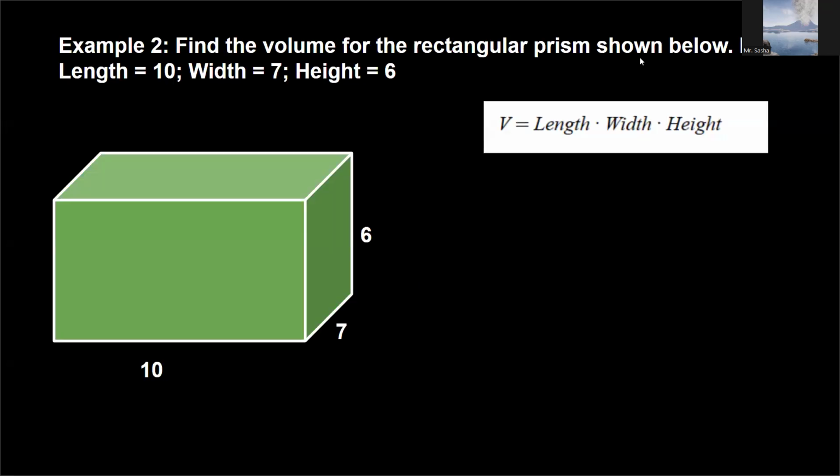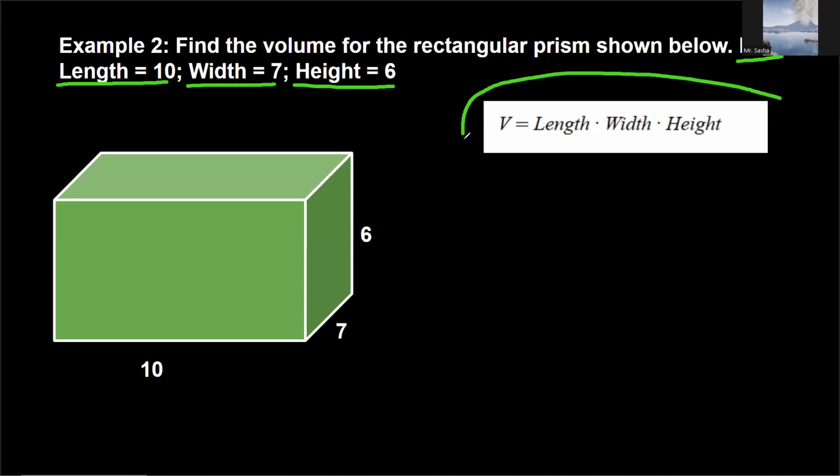Okay, so here in this next example, we have find the volume of the rectangular prism shown below. The hint here shows that the length is 10, the width is 7, and the height is 6. And then, of course, the formula is right here. So we have 10 is the length, 7 is the width, and of course, 6 is the height. Okay?